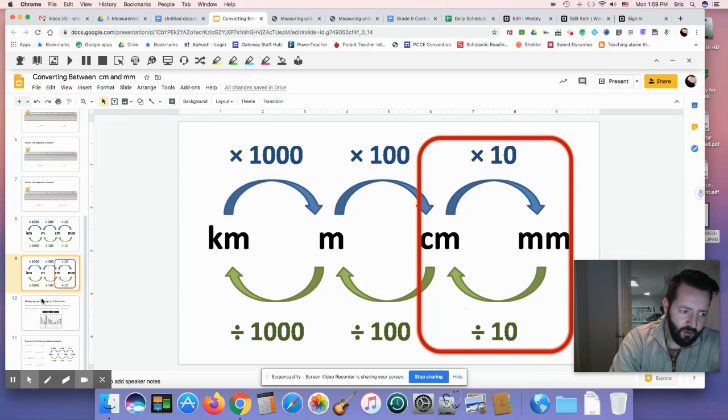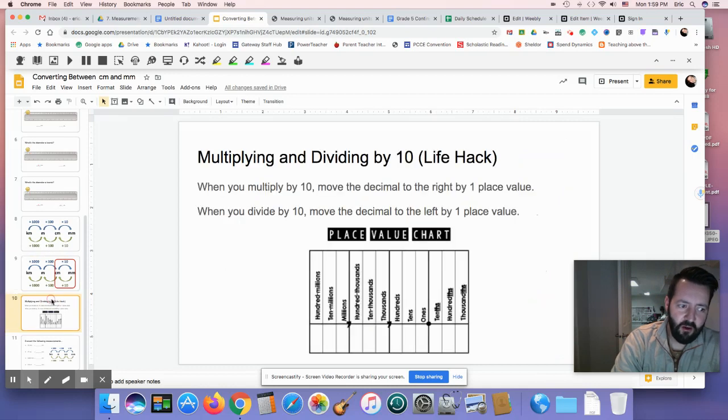Now, I want to just show you a little life hack that if you learn this early on, it's going to make math quite a bit easier for you for the rest of your schooling, all right? So this is multiplying and dividing by 10, a life hack. So make sure you're paying attention here. Some people would call this cheating. I would call this being efficient with math, okay? So here's the two rules.